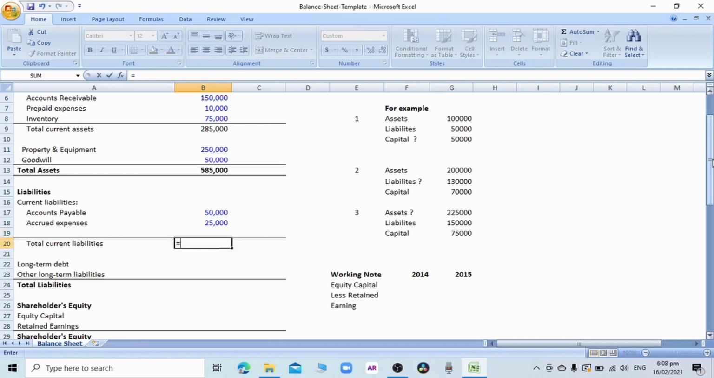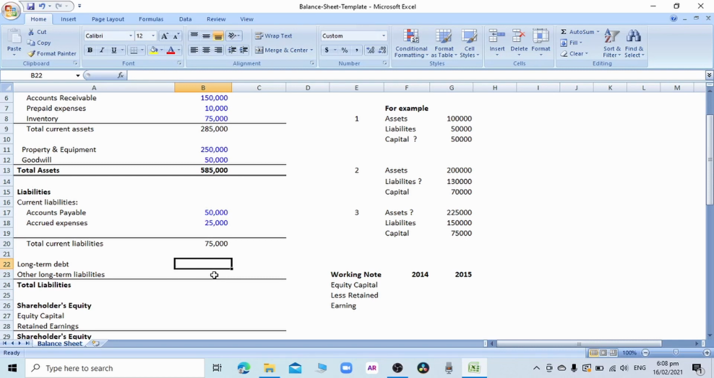So we'll get the sum here, okay, total we'll get 75,000. Long-term debts, that's our long-term liabilities.